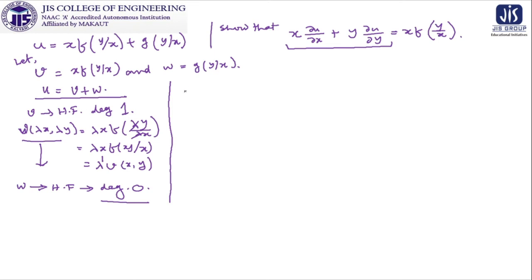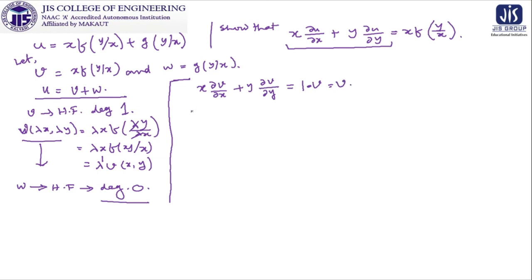For v, we can write x del v del x plus y del v del y. By applying Euler's theorem, you must mention all these things when you are going to solve these problems in your exam, but I am not writing it because of space constraint, because if I have to change the page, then these given conditions will not be available to you. So it will be equal to 1 into v, because the degree is 1, that means simply v.